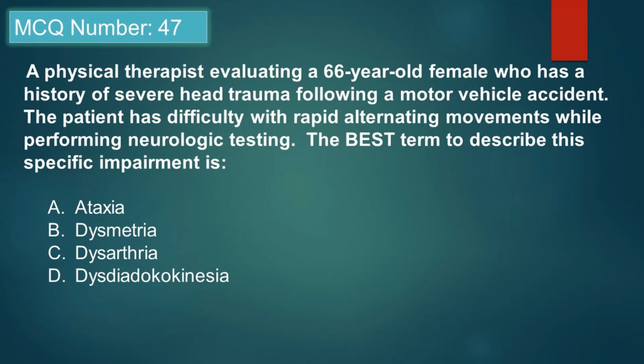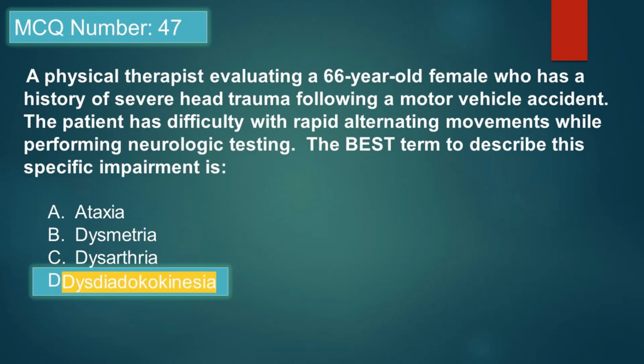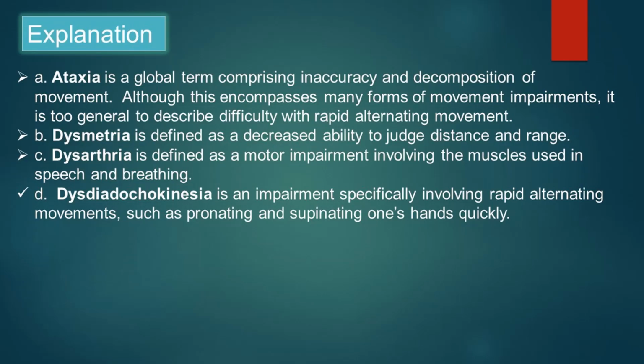Moving toward another scenario. A physical therapist is evaluating a 66-year-old female patient who has a history of severe head trauma following a motor vehicle accident. The patient has difficulty with rapid alternating movement while performing neurological testing. The best term to describe this specific impairment is option A, ataxia, option B, dysmetria, option C, dysarthria, and option D, dysdiadochokinesia. And the correct answer is option D, dysdiadochokinesia.